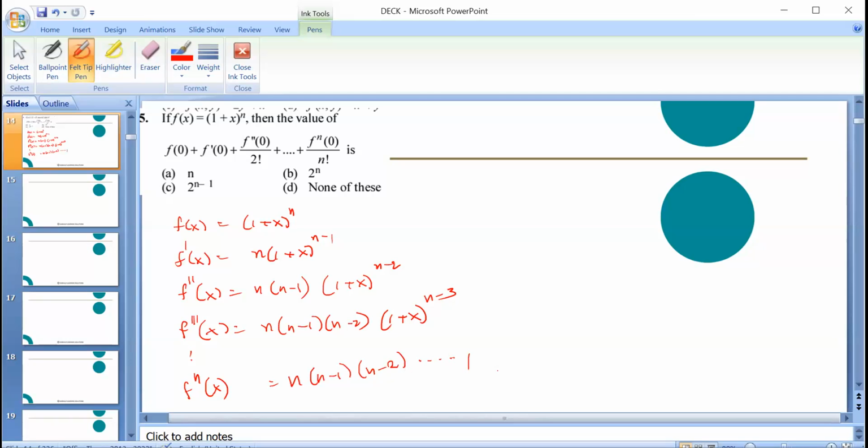So on up to 1 into 1 plus x power n minus x, that is 3. So it will be n factorial.